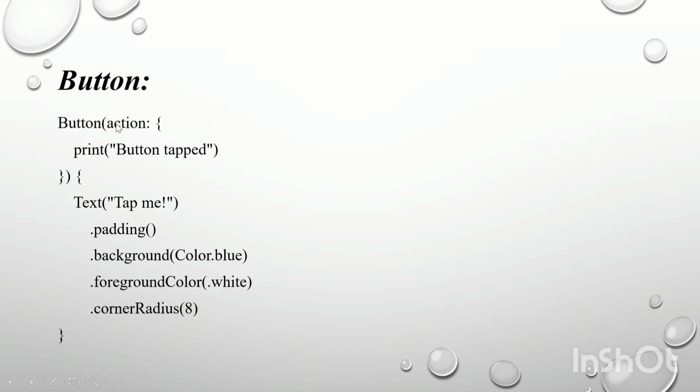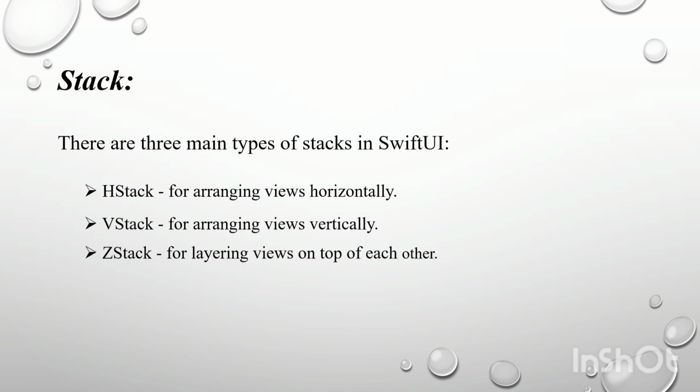Now let's look at the button we can create through this code. In the button's brackets, the action which it is going to perform, like here we create an action that prints button tapped, and the text assigned to the button is written in the text box. Its remaining attributes are padding, background color, and foreground color, which means the text color is given through there. We also added corner radius for this. Look at this code.